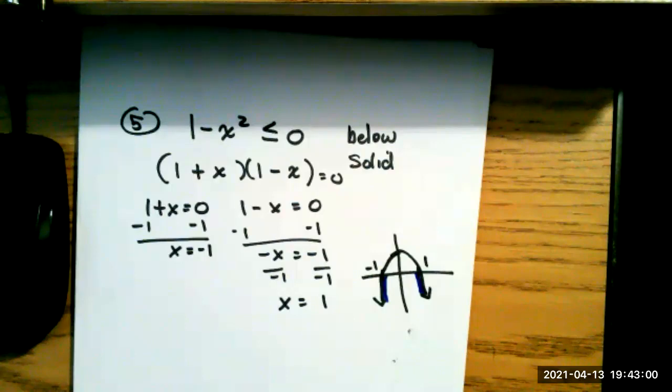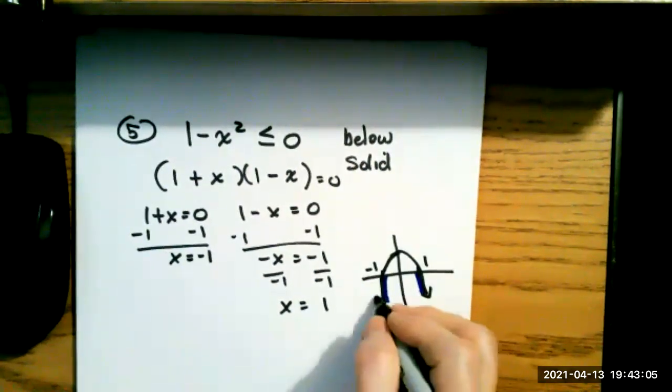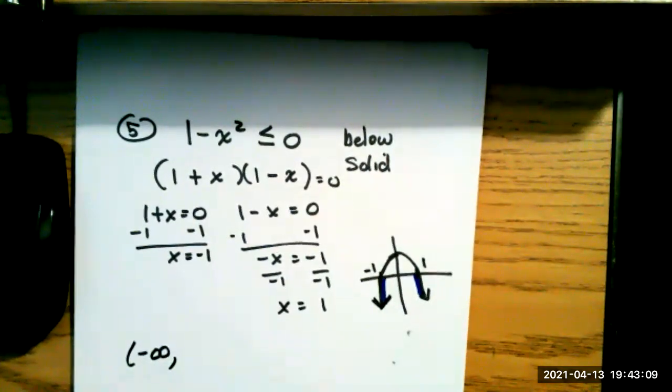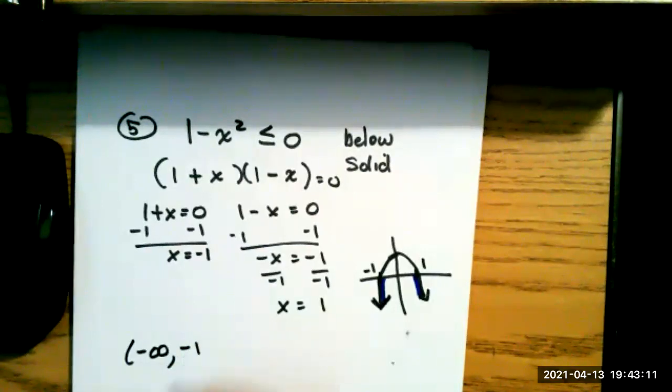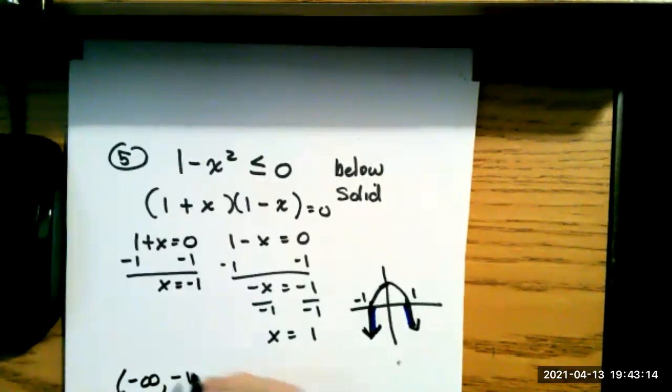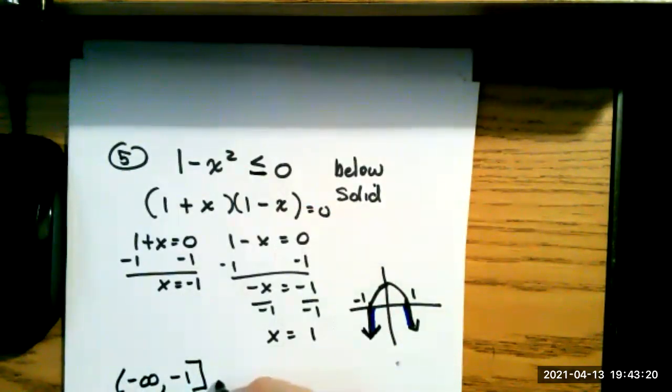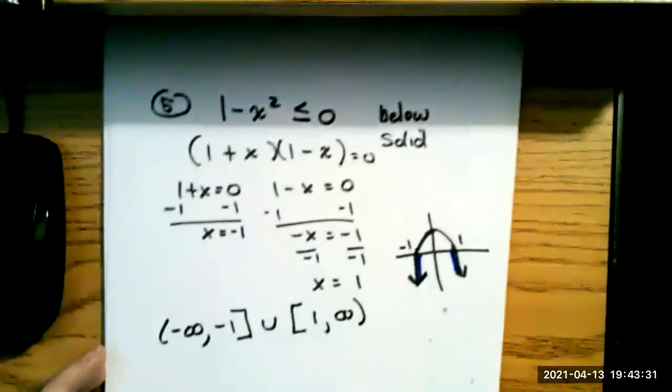Anybody have an idea how I can do that in interval form? What's the lowest x? Negative infinity. Okay, negative infinity to -1. Do I use a bracket? Good. Why do I use a bracket? Because it includes it. Because it has the equal to, it includes it. Okay. And then a union, and another bracket, 1, positive infinity, parenthesis. Good job.